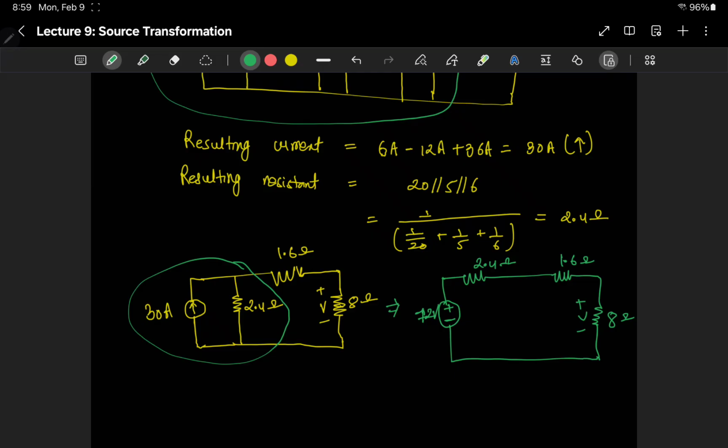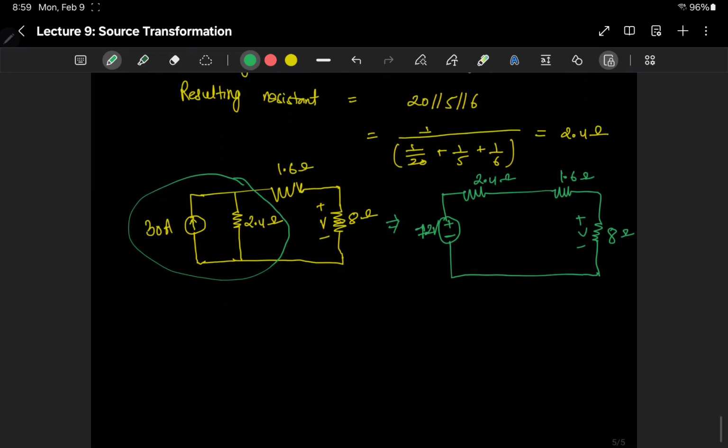So right now we have simplified the circuit, and using the voltage divider rule, we can calculate the voltage across 8 ohm. The voltage across 8 ohm is given using the voltage divider rule, which is the source voltage times the resistor of interest, which is 8 ohm in this case, divided by the equivalent resistance, which is the sum of these three series resistances: 2.4 plus 1.6 plus 8. That will give us a value of 72 times 8 divided by 12, which is 48 volt.